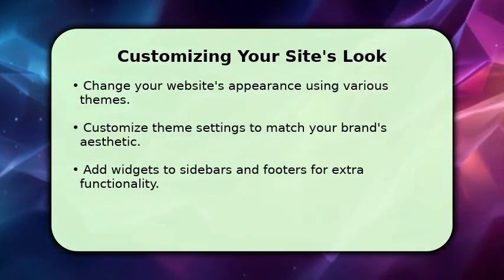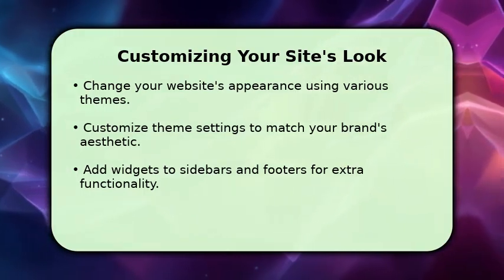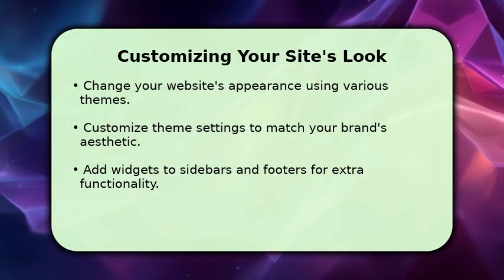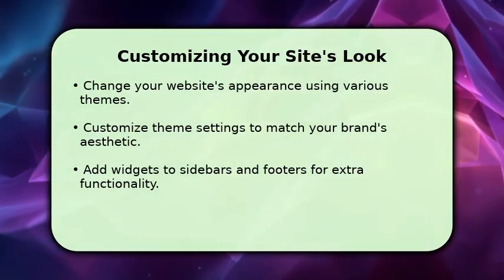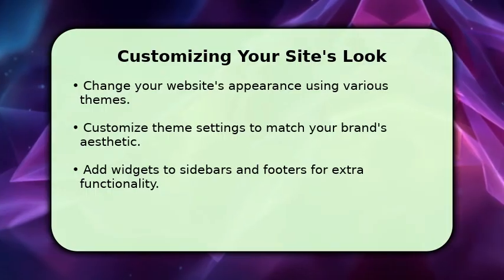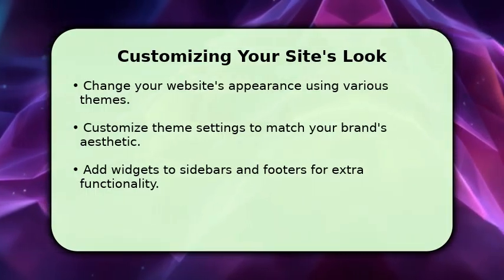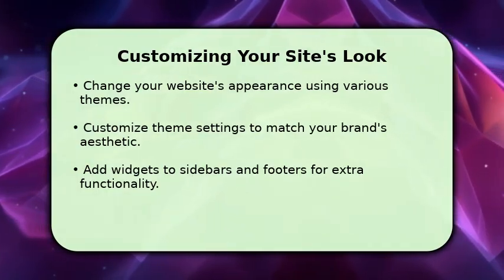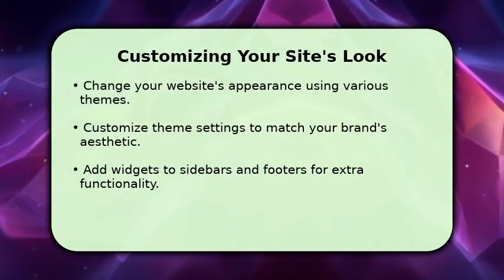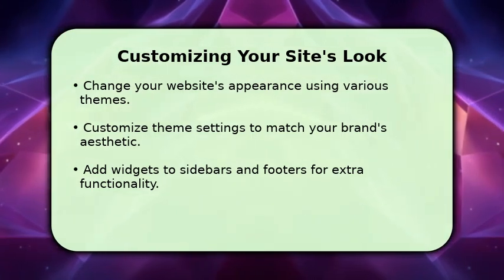Now, let's explore how to customize your site's appearance to reflect your unique brand. WordPress offers thousands of themes, allowing you to completely transform your website's look with just a few clicks. You can fine-tune these themes through their specific customization options. Widgets enable you to add dynamic content to areas like sidebars and footers. Crafting custom navigation menus ensures your visitors can easily find their way around. The Live Customizer lets you see all your design adjustments in real time before publishing them.